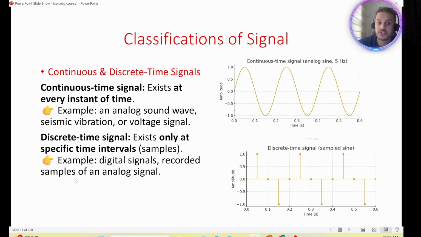We have discrete time signals. Discrete time signals exist only at specific periods of time. It's called the sampling method. For example, we need to record a sample every 0.1. So it's not continuous, it is taken at specific periods of time.